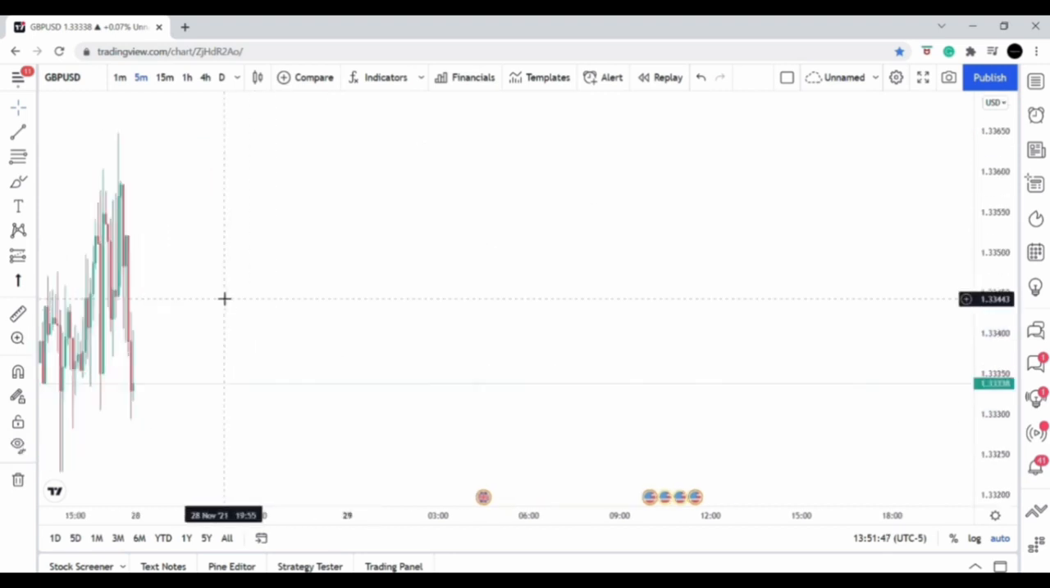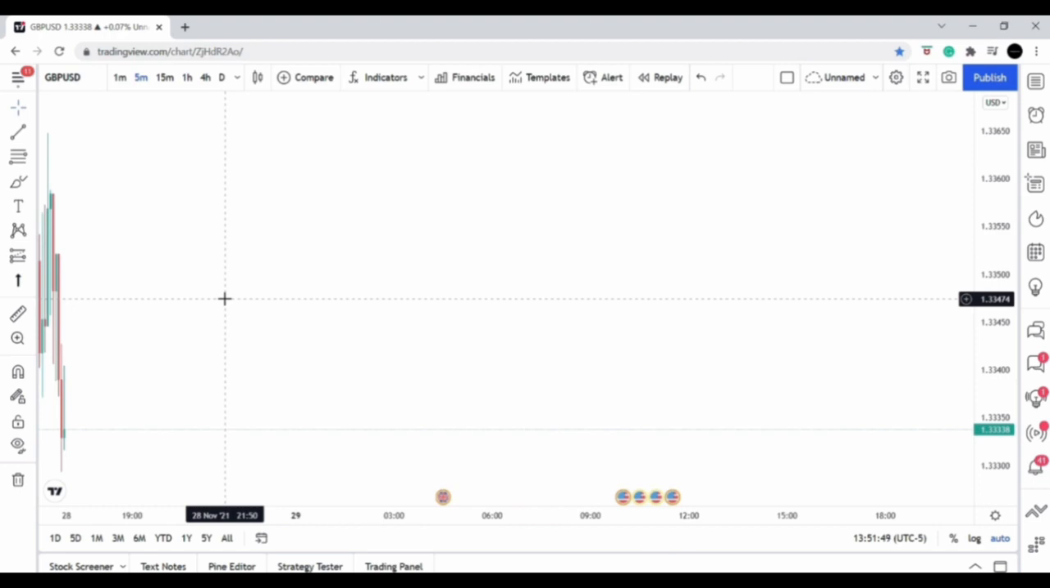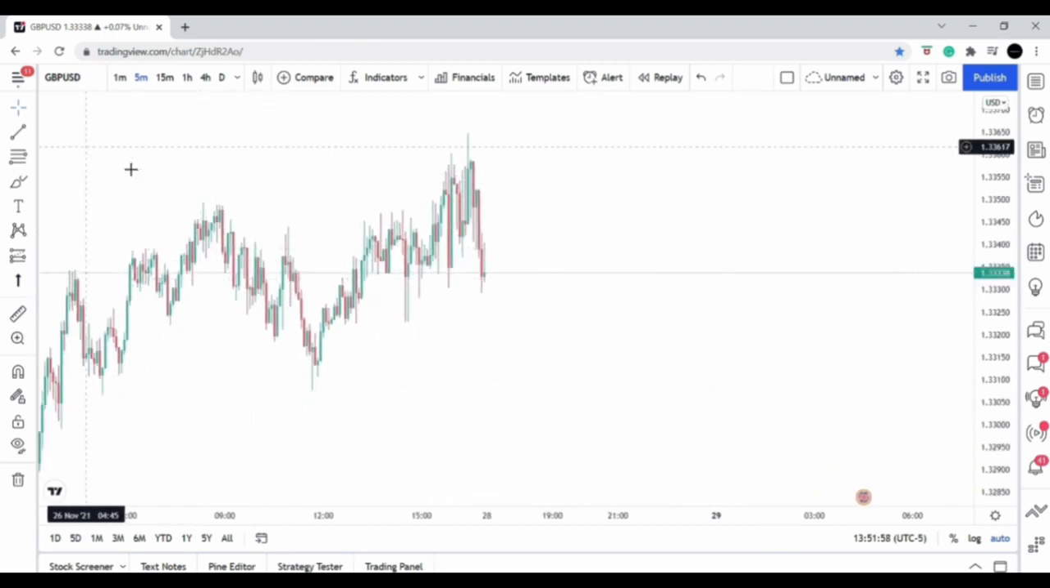This is the same structure that we're looking at on the 1 hour and the 5-minute chart. So yes, I do look at the swing highs and the swing lows on the 5-minute chart too. So let's go to the 5-minute chart.